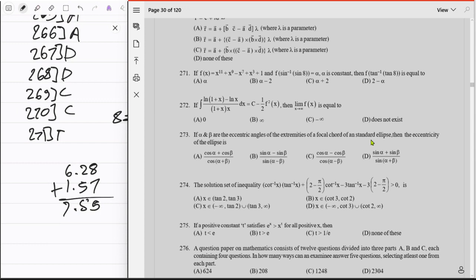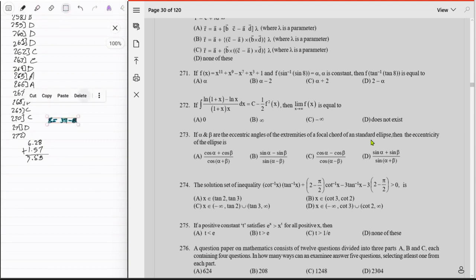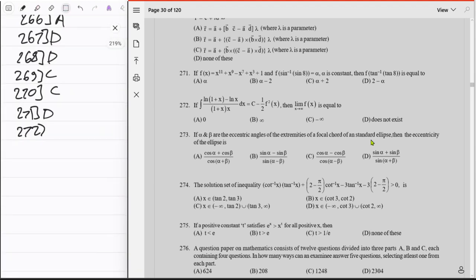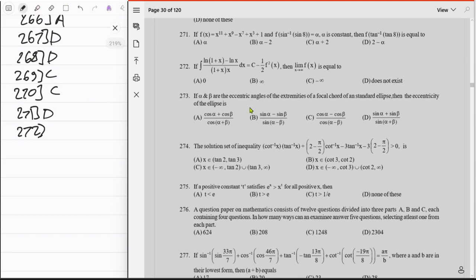Next question, 272. So 272 now. Okay, if this integration is equal to c minus half f of x squared, then the limit as x tends to 0 of f of x is equal to what? Okay, sorry, x tends to infinity, you are saying. Fine.